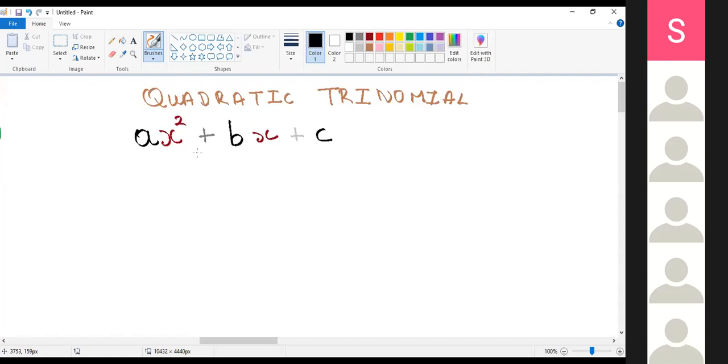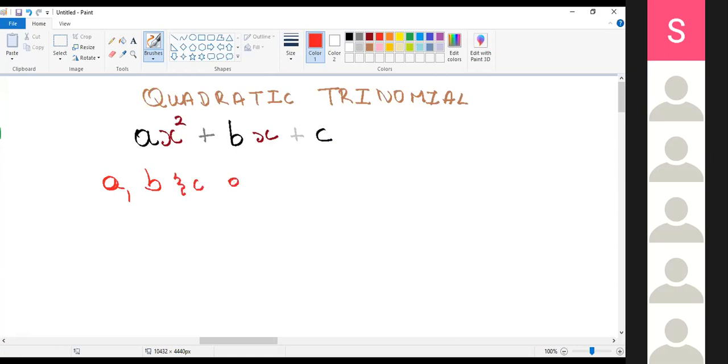Once it takes this form, it is called a quadratic trinomial. Trinomial, for one, because it has 3 terms in it. You have one term here, which is ax squared. You have another term, which is bx, and you have another term, which is c, right? So that's 3 terms in the expression. Everybody following me so far? Yes, miss. Good.